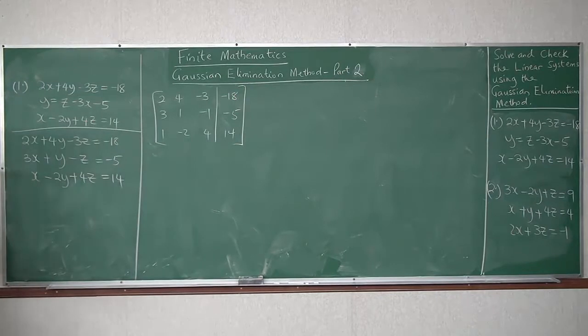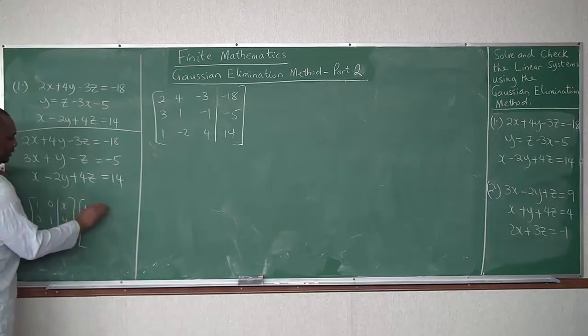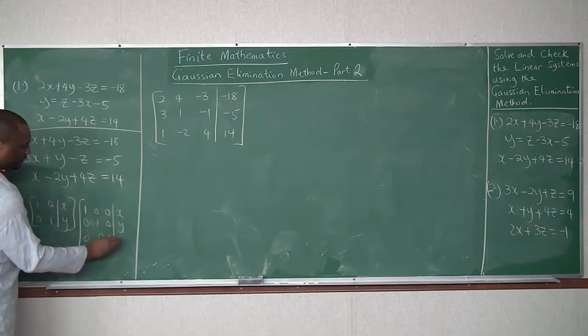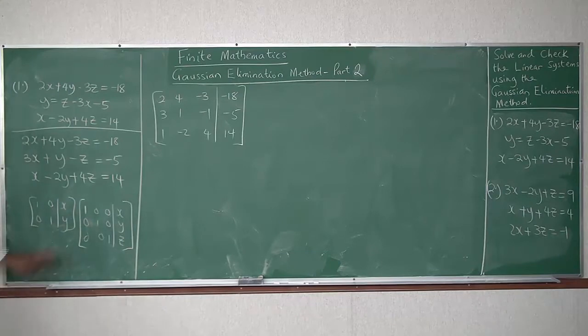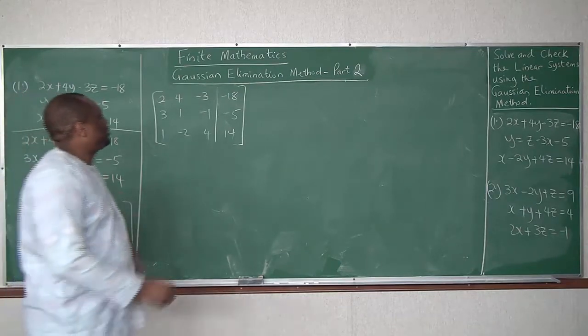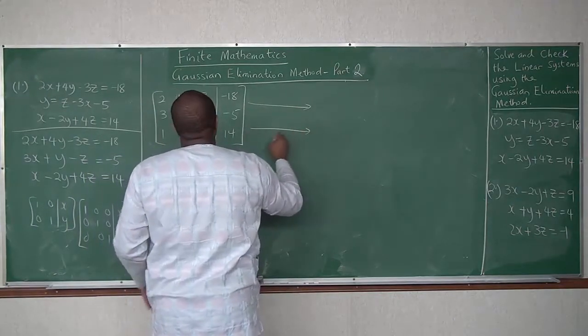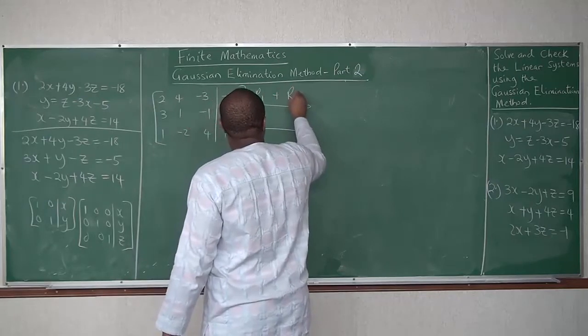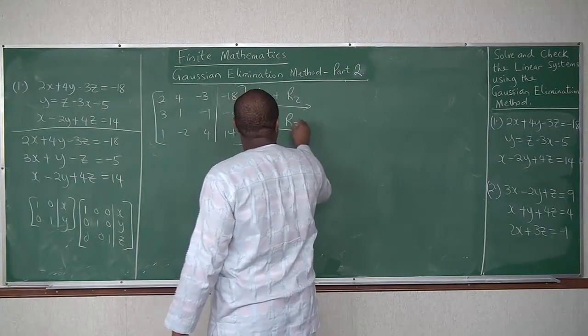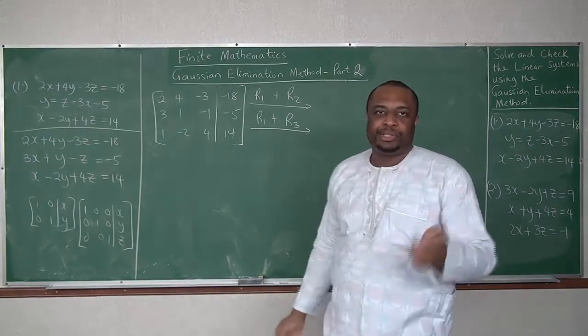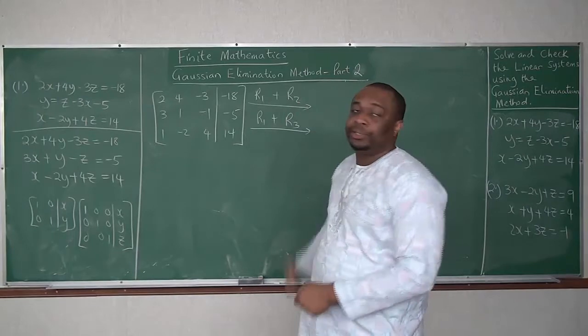In part 1, we had 1 0 0 1 for x and y because it was 2 by 2. In this part 2, what do we have? We will have 1 0 0 for x, 0 1 0 for y, 0 0 1 for z. That's what we have in this part 2. So let's go ahead and do the operations. Here we use row 1 to operate on row 2, and we use row 1 to operate on row 3. It will now be 2 operations rather than 1 operation like we did in part 1.